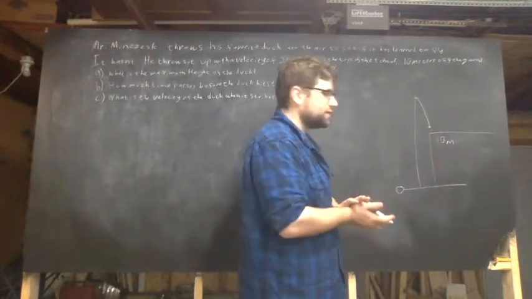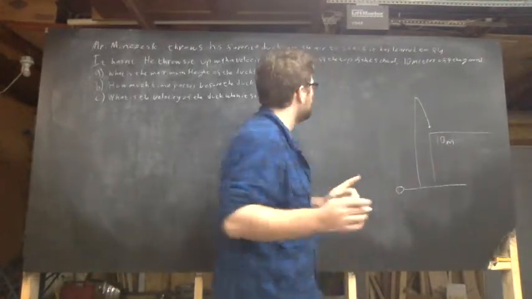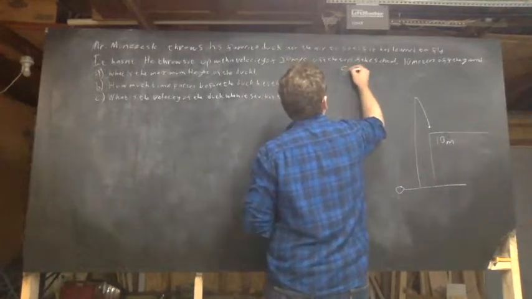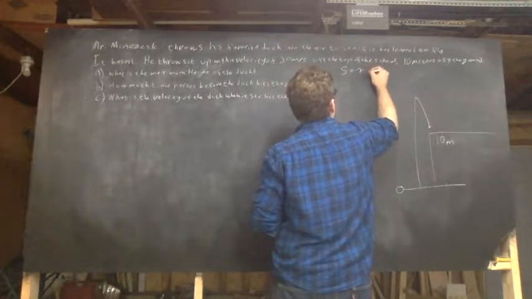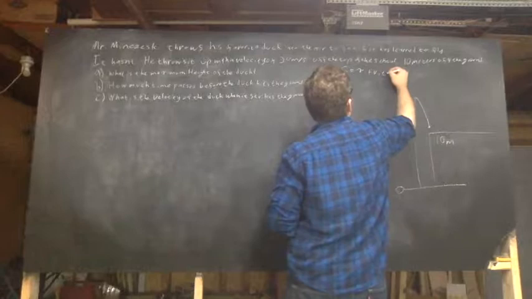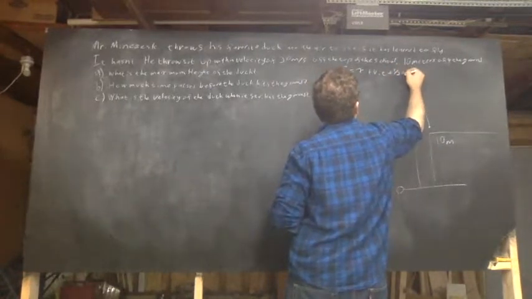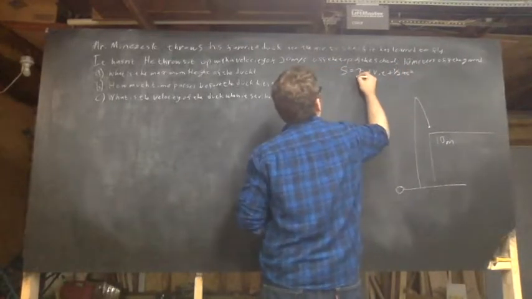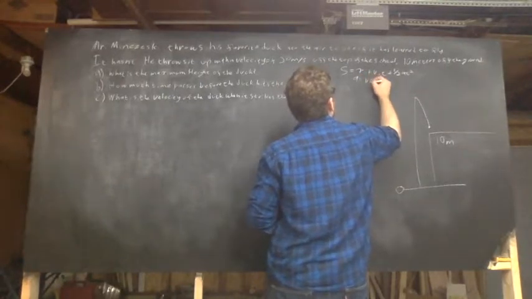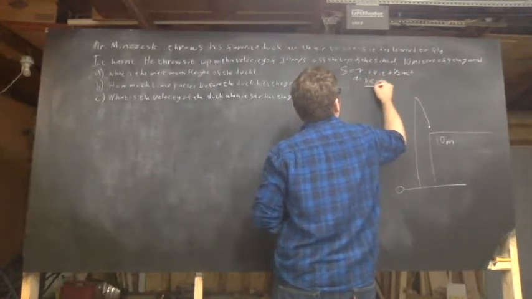So our next step is we're going to set up our equations. Remember, we have s equals xi plus vi t plus 1 half a t squared. And a equals vf minus vi over t.